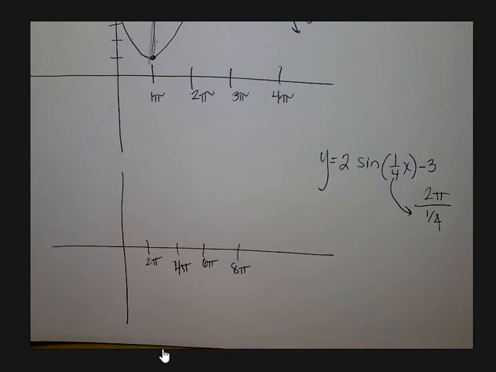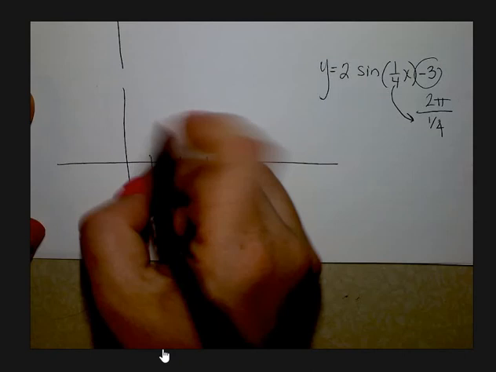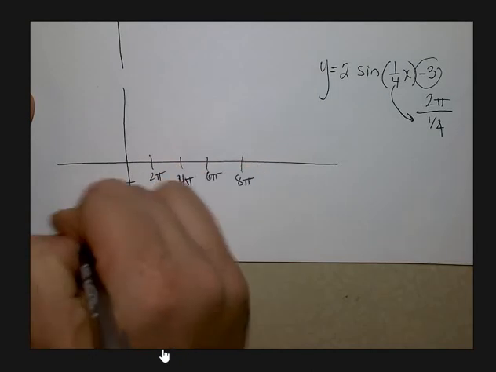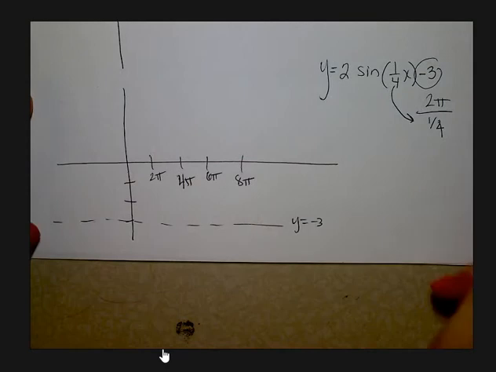Great job. Okay, then the next thing is I'm going to look at the shift. I'm going to go down 3. So 1, 2, 3, make a dotted line. This is y equals -3. Hands up high if you got that far, at least. Okay, good.